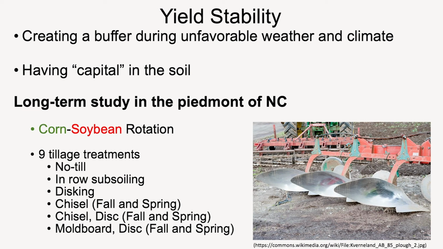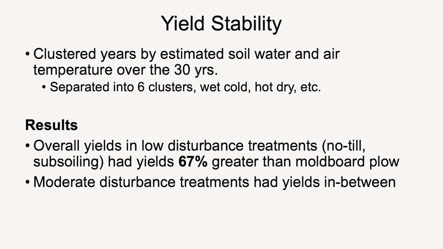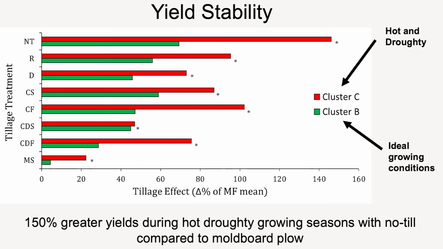So any tillage you can imagine, we've looked at that over 30 years on a corn-soybean rotation, from no-till to moldboard disc. And what we did is we clustered the 30 years by soil moisture and temperature. So hot, dry years, cold, wet years, and then we really drilled down into the yield effects. And in general, we saw a 67% increase in yield with no-till compared to moldboard across the whole 30 years. So that makes sense.